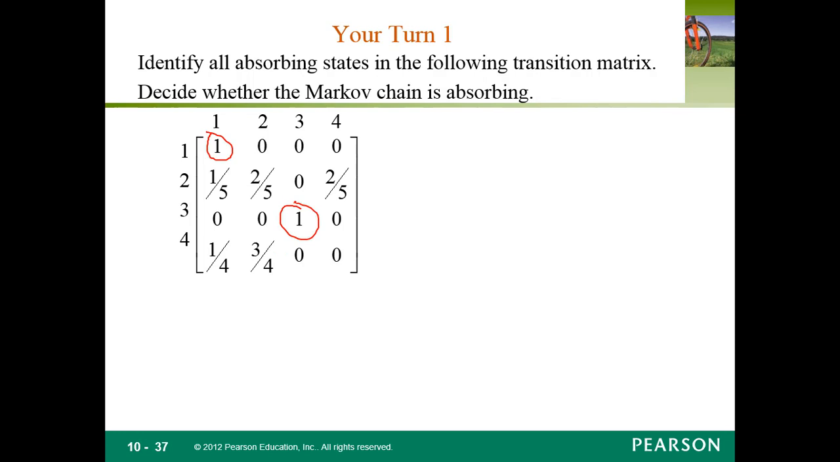Next question, is it possible to enter, from one of the other non-absorbing states, is it possible to enter the absorbing states? Well, if we look at 2, is it possible to go from 2 to 3? And the answer is no. Is it possible to go from 4 to 3? And the answer is no. So this is a non-absorbing Markov chain. Okay.